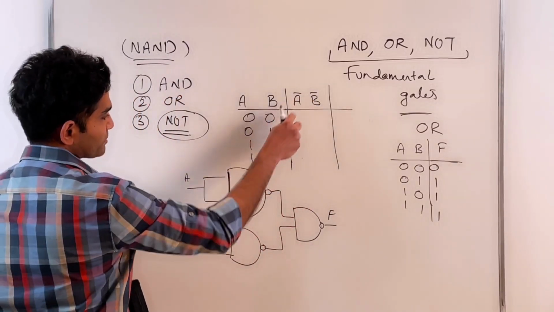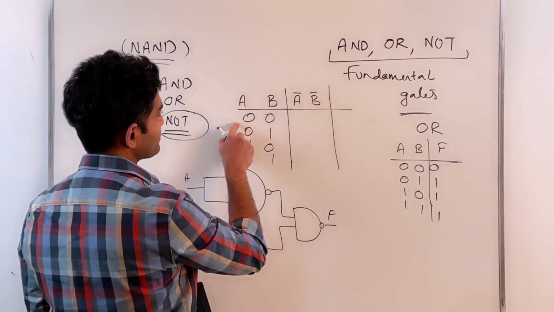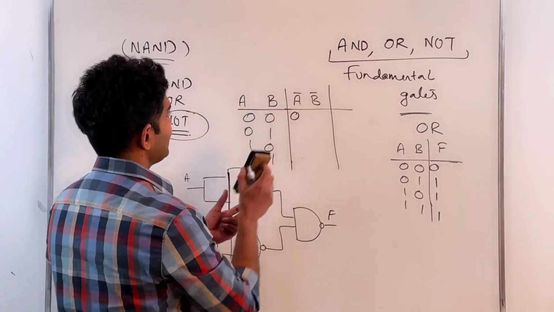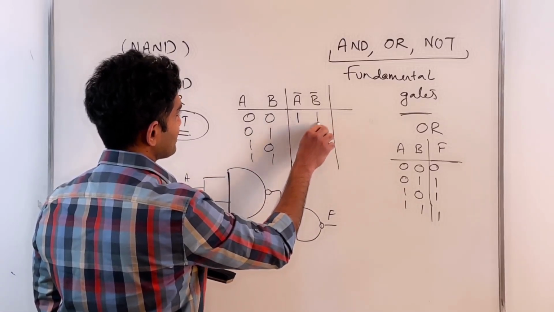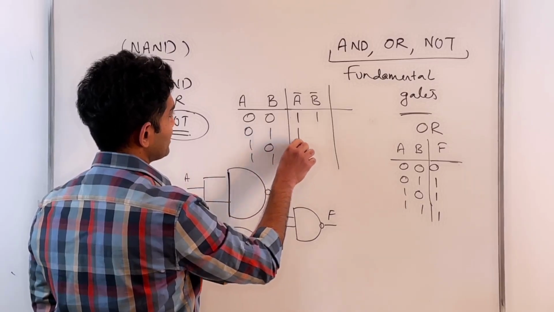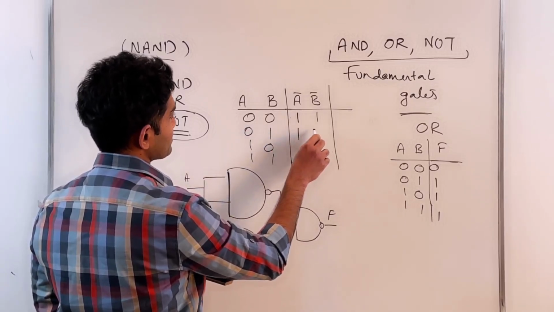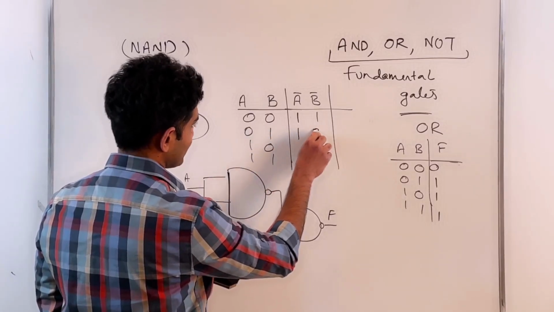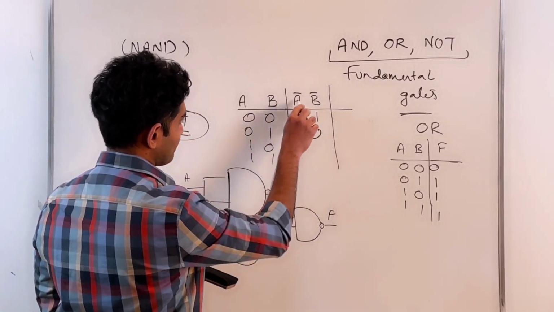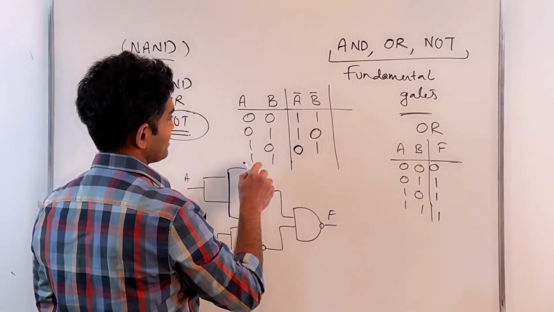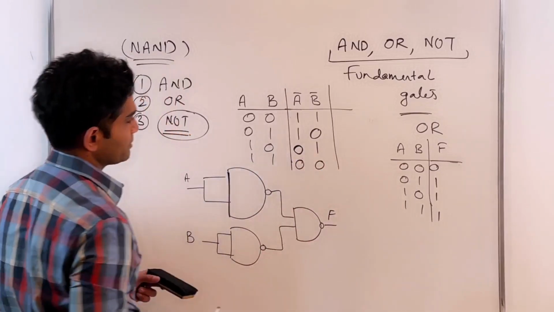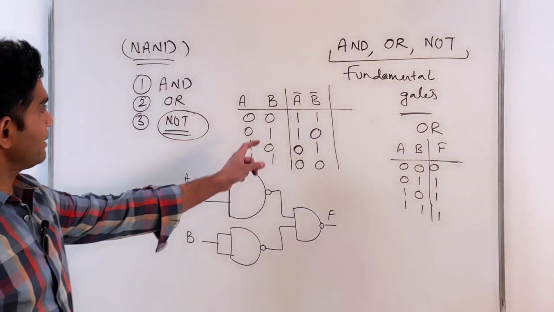These are the outputs of these NAND gates. So if A is 0, A prime is 1. B is 0, B prime is 1. A is 0, A prime is 1. B is 1, B prime is 0. A is 1, A prime is 0. B is 0, B prime is 1. And that's 0 and 0. All I've done is just complemented A and B here.